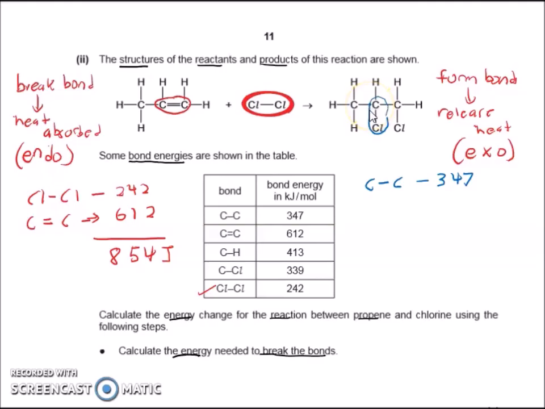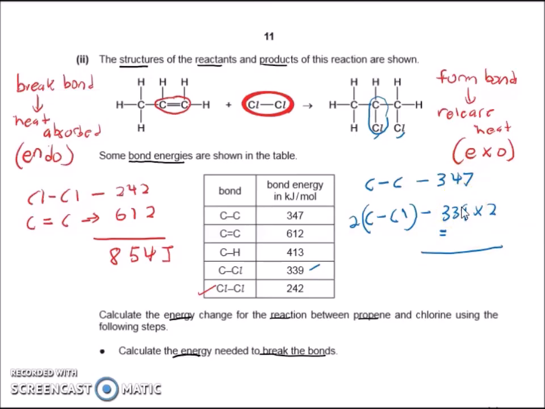So we have these two places, 1 and 2. Carbon and chlorine have a single bond, and this one you have to multiply by 2. So here we have 339. This 339 you multiply by 2 and sum both of these. Okay, so that is the calculation here.